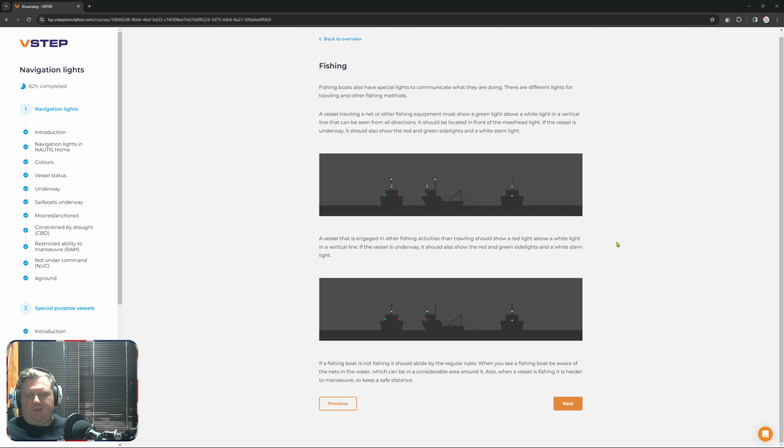A vessel that is engaged in other fishing activities other than trawling should show a red light above a white light in a vertical line. If the vessel is underway, it should also show the red and green side lights and a white stern light. If a fishing boat is not fishing, it should abide by the regular rules.